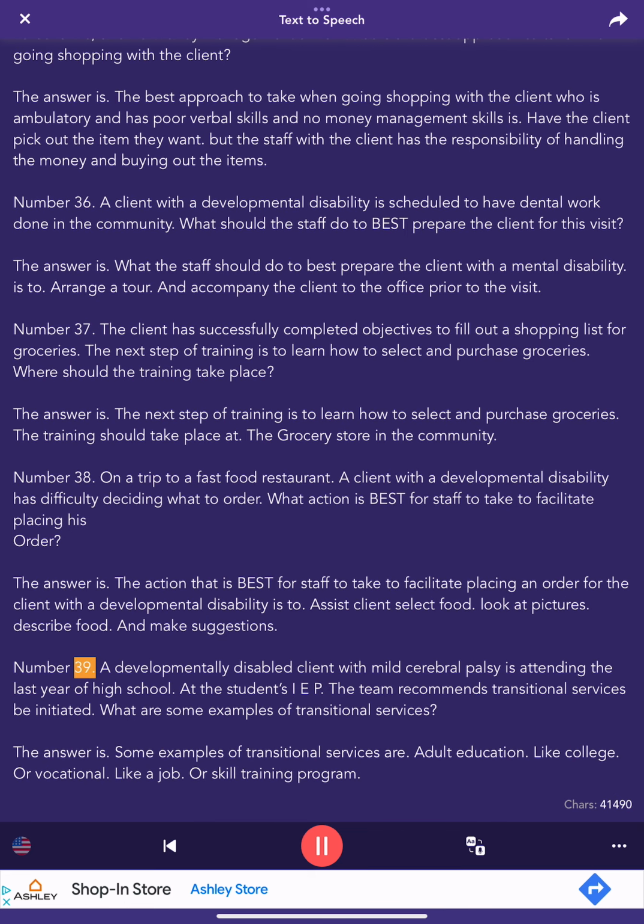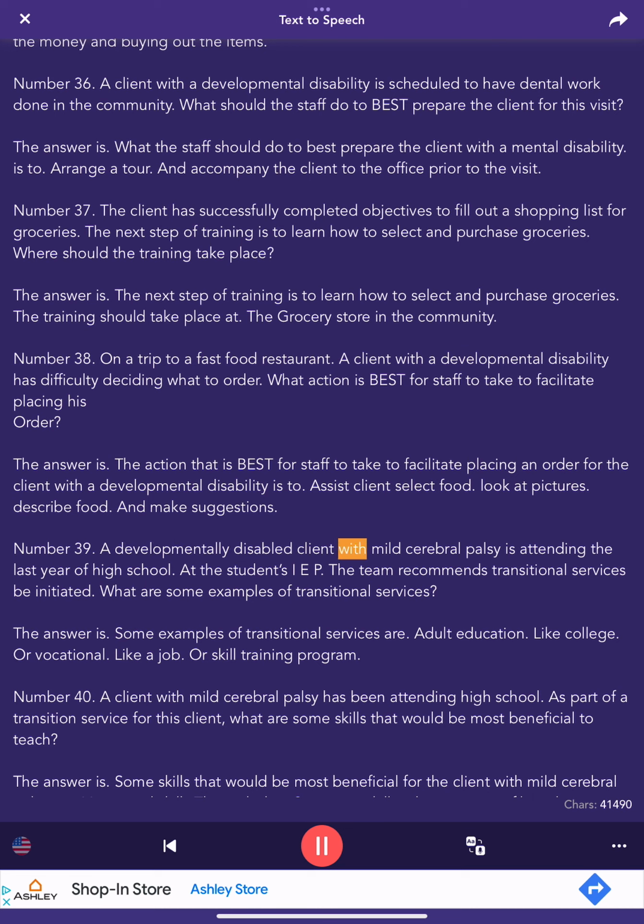Number 39. A developmentally disabled client with mild cerebral palsy is attending the last year of high school. At the student's IEP, the team recommends transitional services be initiated. What are some examples of transitional services? The answer is, some examples of transitional services are adult education, like college, or vocational, like a job or skill training program.